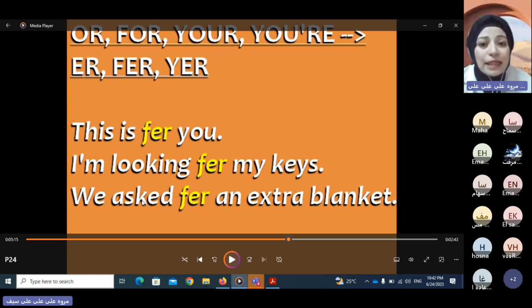Blanket, blanket, blanket. Okay? Extra blanket, an extra blanket, for an extra blanket. Asked for an extra blanket. We asked for an extra blanket. Okay, who can say that? The last one. It's really challenging, I know.